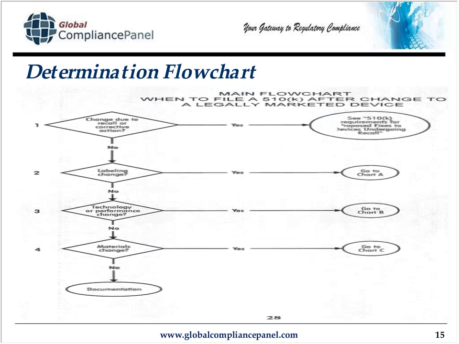It's either a labeling change, technology or performance change, or a materials change. And we will review charts A, B, and C with all their areas of determination. If it's none of these changes, then you do not need to submit a new 510K. When it says documentation, as it does here on the bottom left, no 510K is required.